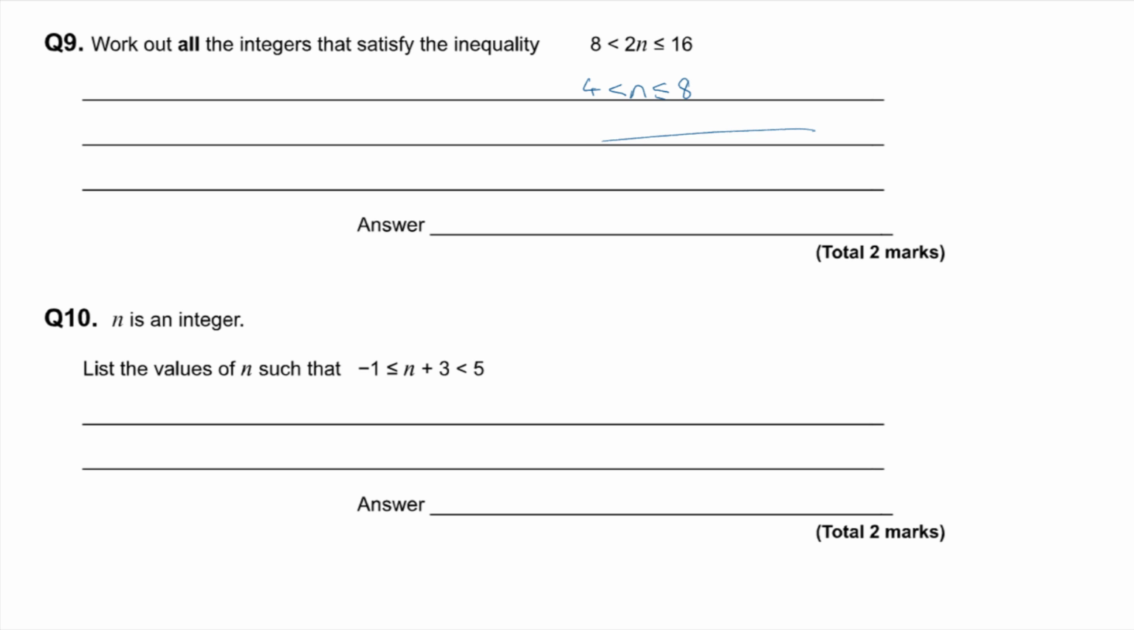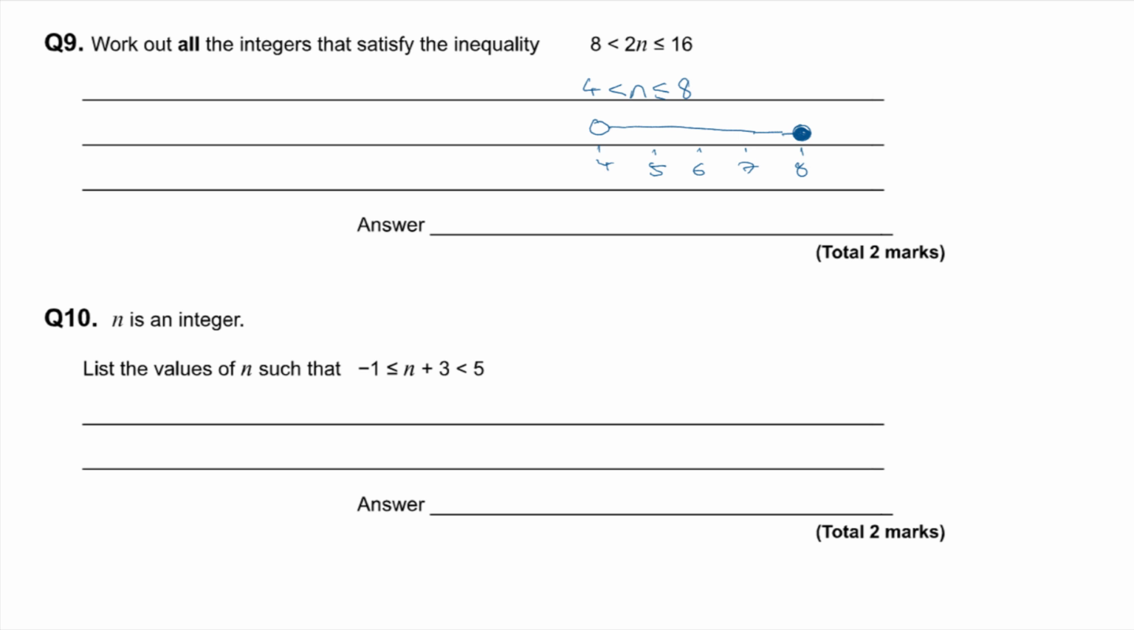If you imagine it on the number line, 4, 5, 6, 7, 8, then you'd have one of these things going from 4 up to 8, wouldn't you, to show it? And because 8 is part of the range, we fill it in, and because 4 isn't, because n has to be strictly greater than 4, it's left open. Now we want the integer values that satisfy those.